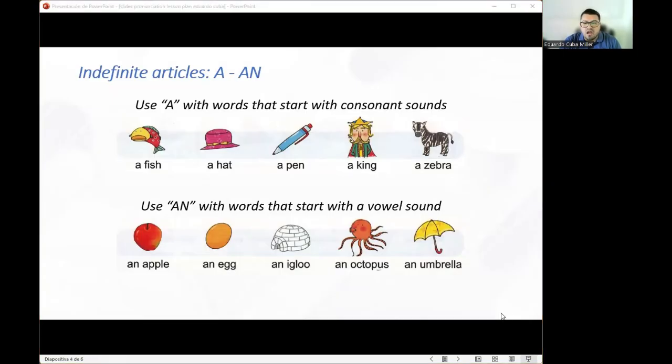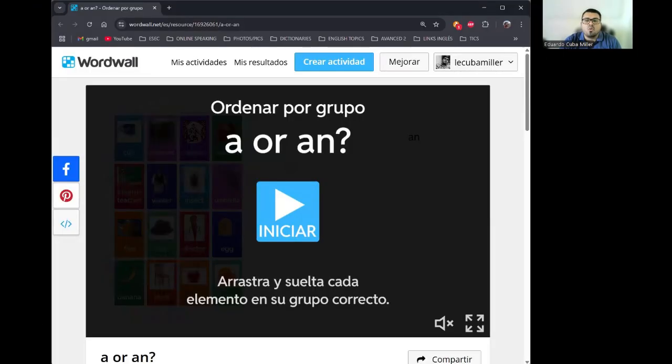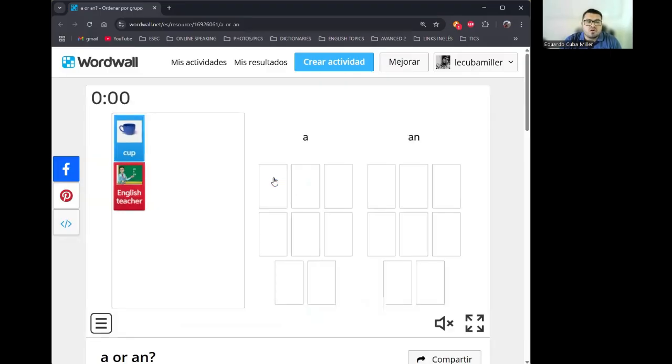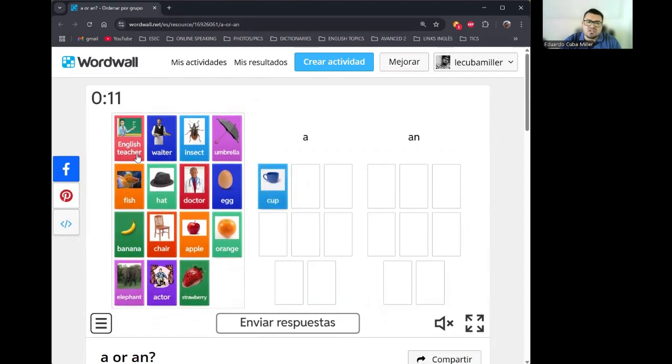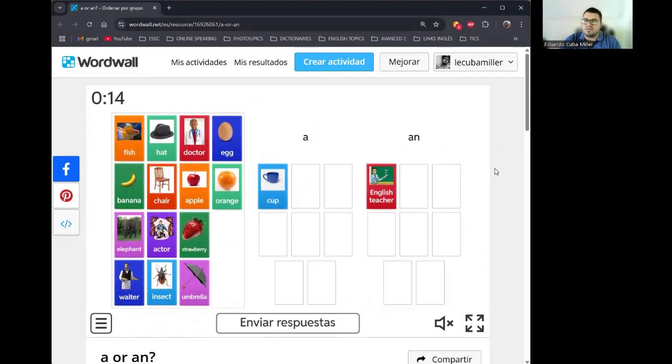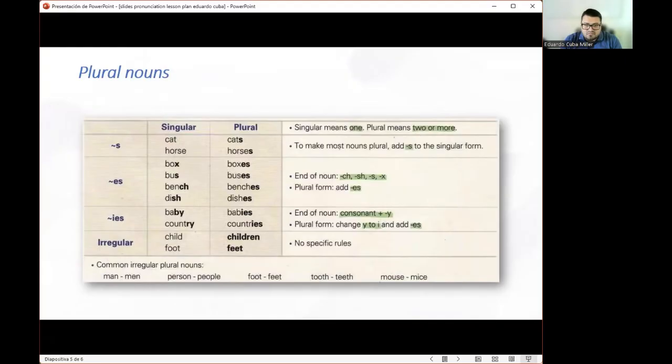Now, my friends, let's practice with these articles. We have right over here a word wall activity. What are you going to do? You are going to put the nouns with the correct article. Like, for example, cup. Where should we put it? A cup, correct. An English teacher? An English teacher. Very good job, guys. Please continue. Very good job, guys. Well done. We have just practiced with indefinite articles, and they are a and an. Correct. We use them to indicate that there is only one noun.